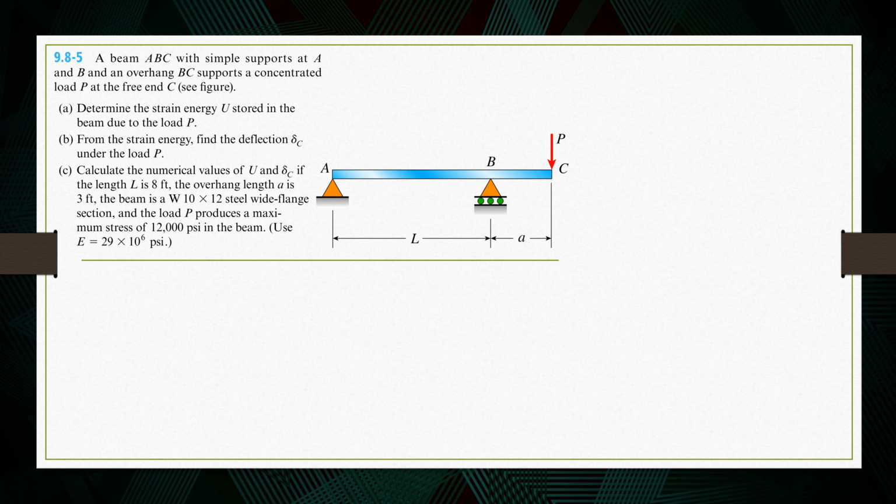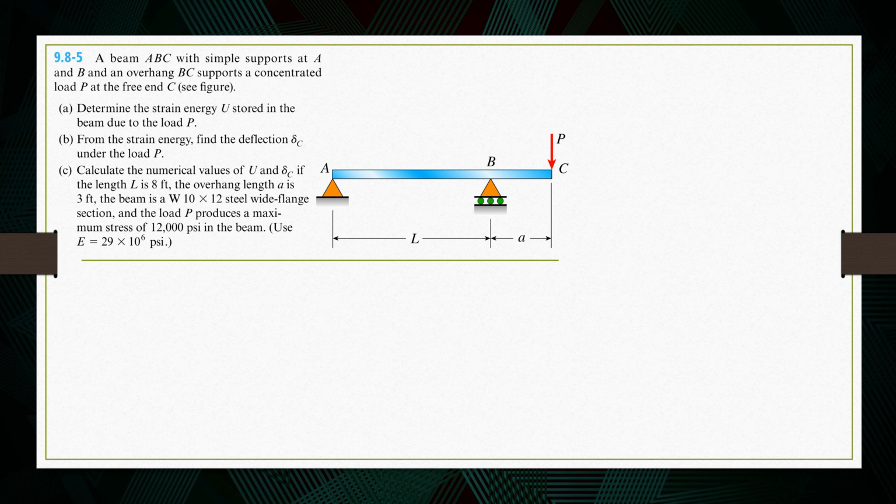A simply supported beam with an overhang supports a concentrated load at the tip of that overhang. First, determine the strain energy stored in the beam. So, if we recall, we can use two methods. I'm going to use the method where we solve for a moment first, because although we probably could idealize this and then use equations from the back of the book, it is faster for me to use the moment equation, so that's what I'm going to use.